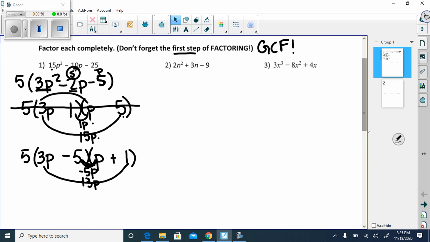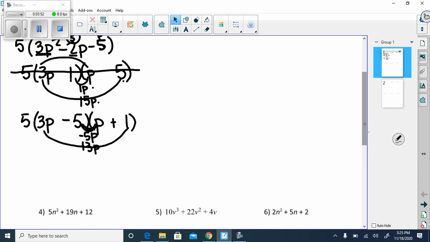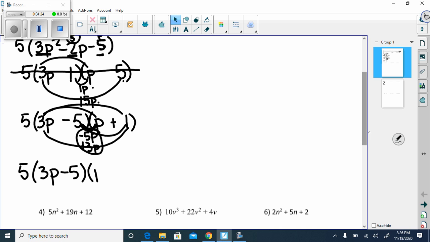So that works. And if I was to multiply this out, 3p times p would give me 3p squared. 3p times 1 would give me that 3p. Negative 5 times p would give me negative 5p, which, if I combine my like terms here, would give me negative 2p. And then if I multiplied negative 5 times positive 1, I would get that negative 5 out there on the end. So these are my factors. I had that GCF of 5. My first parenthesis was 3p minus 5. And my second parenthesis is p plus 1.